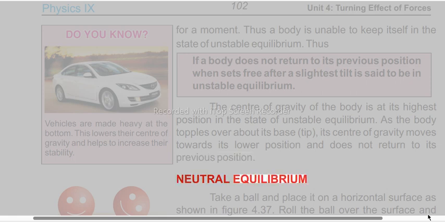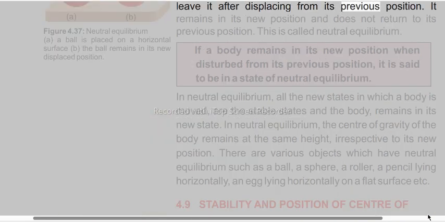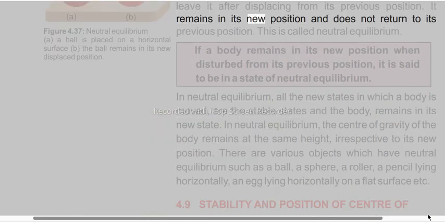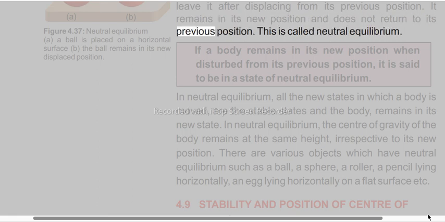Neutral equilibrium. Take a ball and place it on a horizontal surface as shown in figure 4.37. Roll the ball over the surface and leave it after displacing it from its previous position. It remains in its new position and does not return to its previous position. This is called neutral equilibrium.